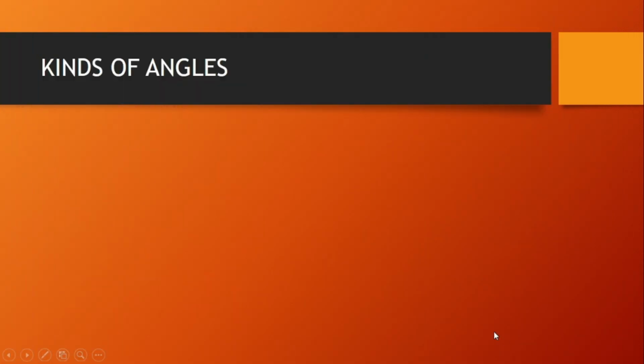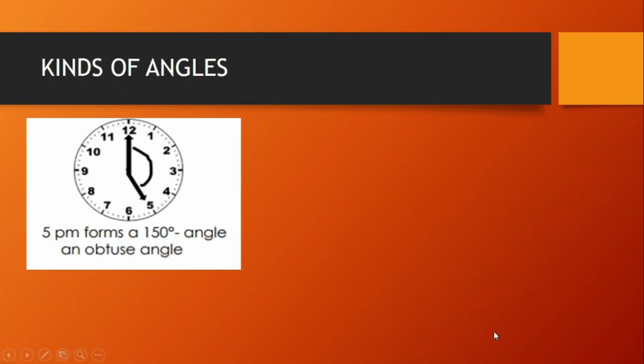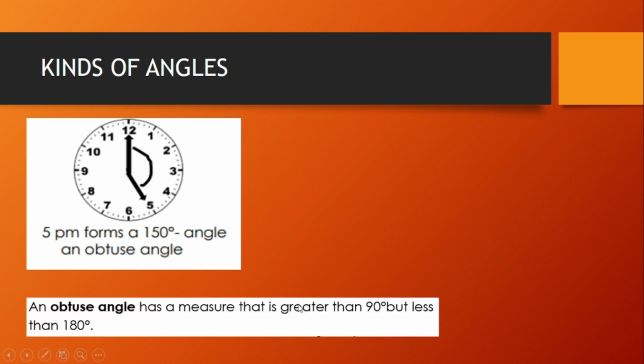Last is this 5 p.m. which forms 150 degrees. So this angle is what we call an obtuse angle because an obtuse angle has a measure that is greater than, malaki naman siya to 90 degrees, but it is less than 180 degrees. So, mas malaki siya kay 90, pero mas maliit siya kay 180 degrees. So, that is obtuse angle.